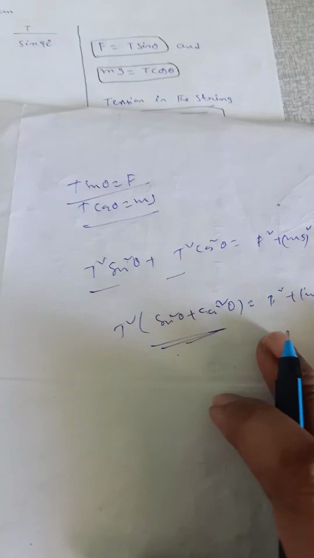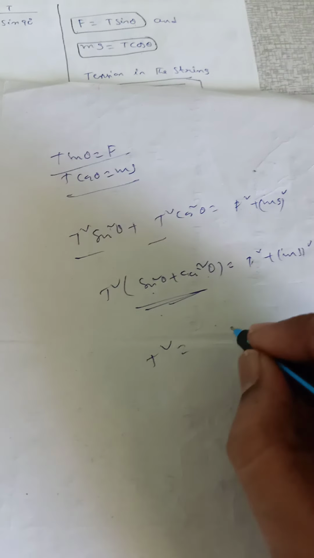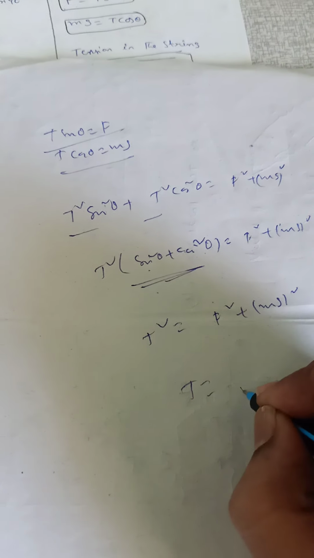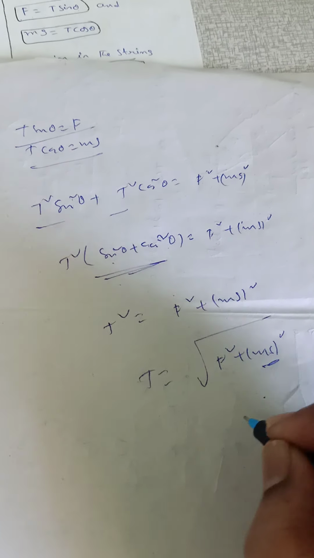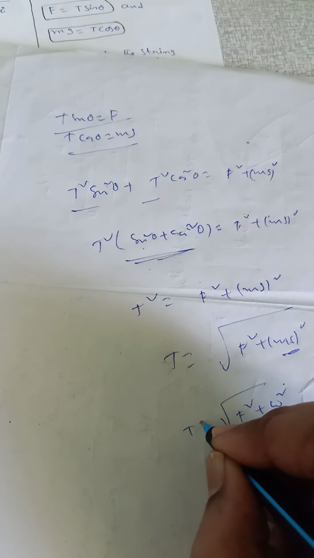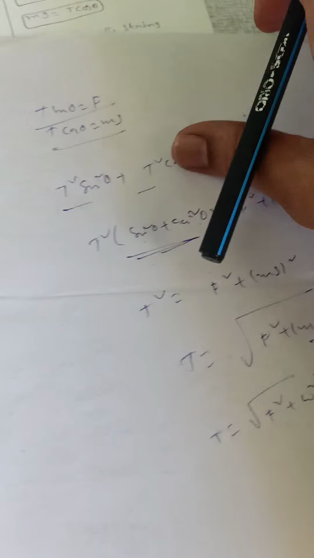According to trigonometry, sin square theta plus cos square theta is always 1. That means T square is equal to F square plus mg square, so T is equal to under root F square plus mg square. Mg is the weight, so also T is equal to under root F square plus W square. This is another formula for the tension in the string.